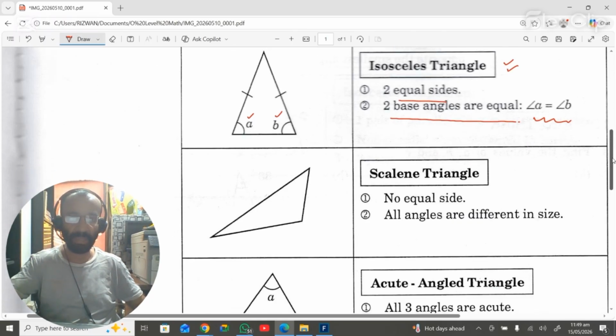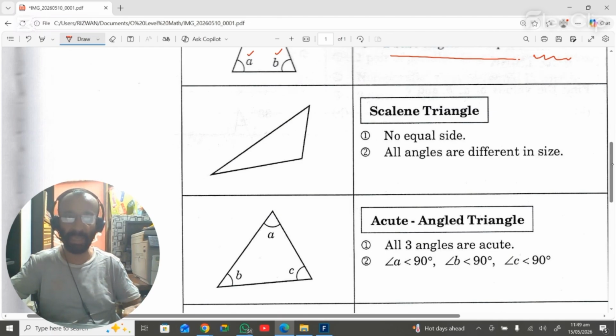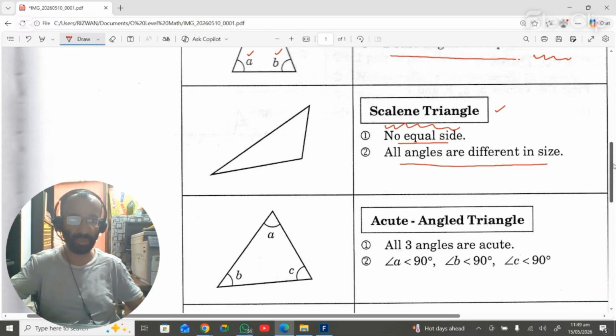The next type of triangle is the scalene triangle. In this triangle, no side is equal and all angles are different in size. So definitely if the sides are of different measures, the angles will also be of different measures. So this is the type of triangle which is called the scalene triangle.